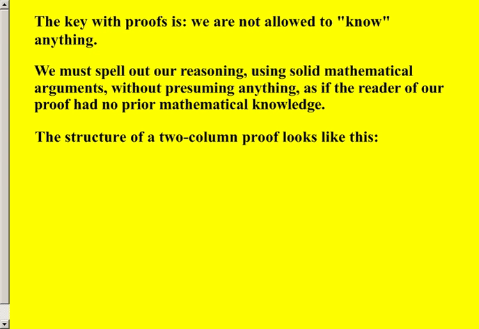Now, the structure of a two-column proof should be no great mystery. It's basically a little T-chart that has two columns in it.